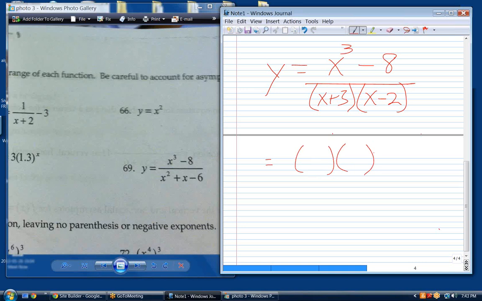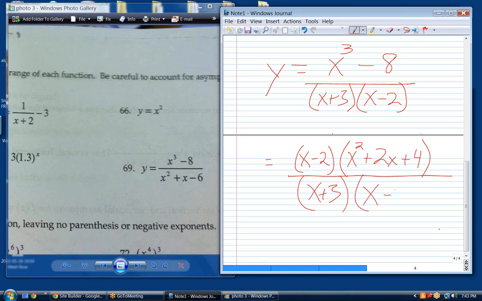Yeah, the numerator actually factors into something. The numerator is the difference of cubes. So the numerator is going to factor into x minus 2 times x squared plus 2x plus 4. Multiply those two together and you get x cubed minus 8. And I'm dividing by x plus 3 multiplied by x minus 2.